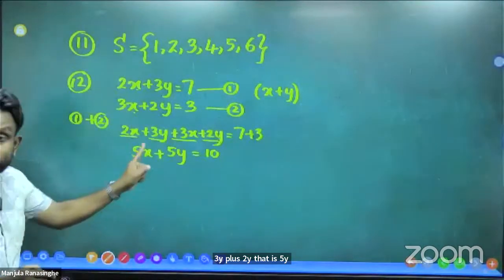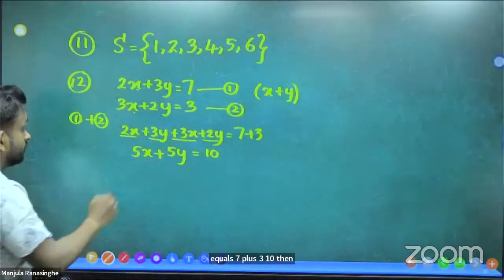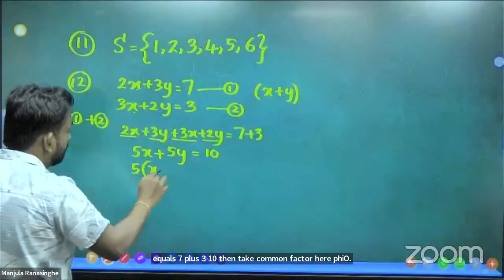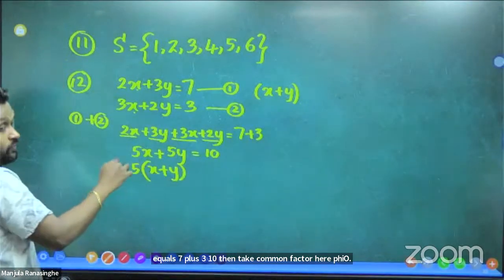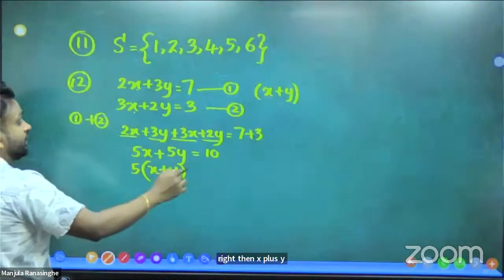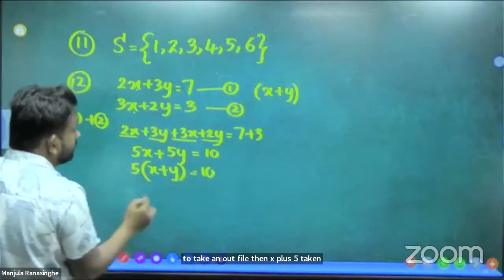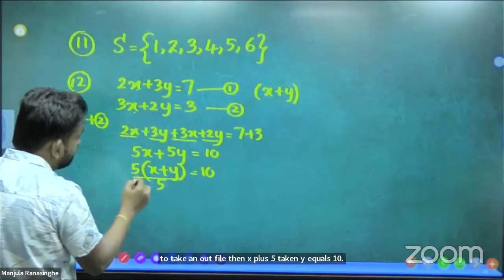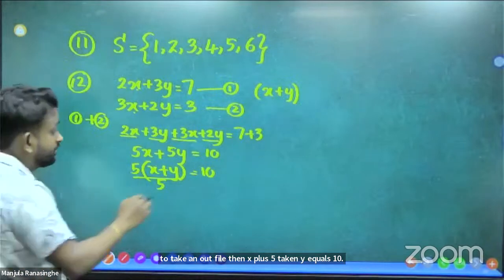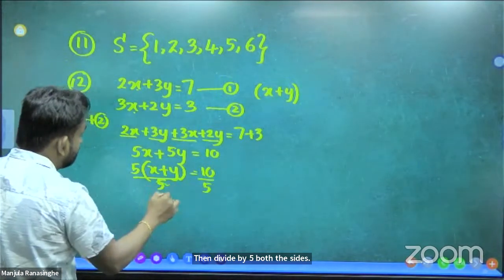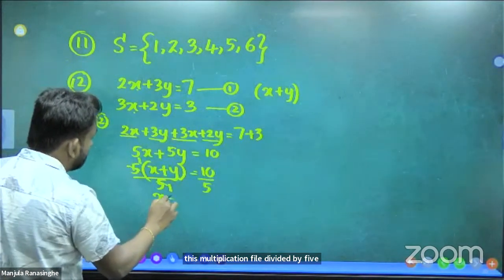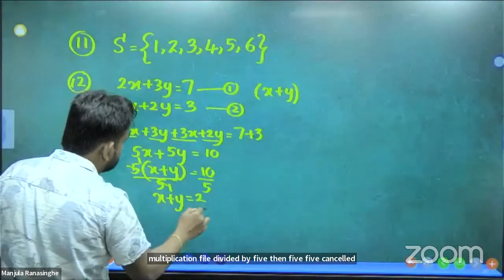Then take a common factor of 5 out here, right? Taking 5 out, 5 times x plus y equals 10. Then divide both sides by 5. This multiplication by 5, divide by 5. Then 5 and 5 cancel, and x plus y becomes 10 divided by 5, which is 2.